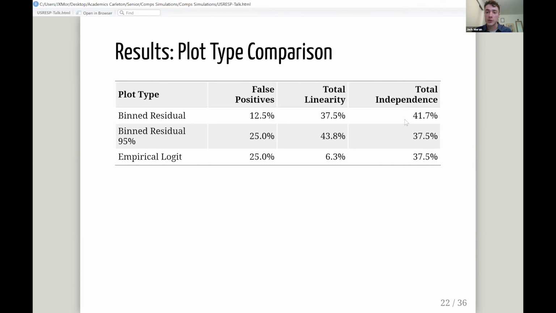As far as plot type goes, all plot types had pretty high false positive rates. The bin residual plots performed better than empirical logit plots at detecting linearity violations, and all of the plots had similar power in detecting independence violations. So that's a very brief overview of the study.